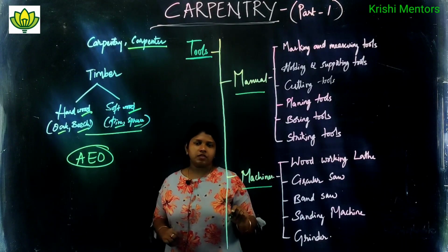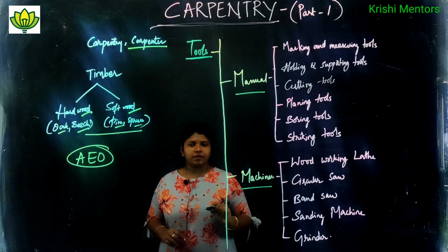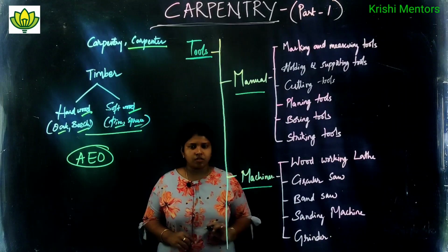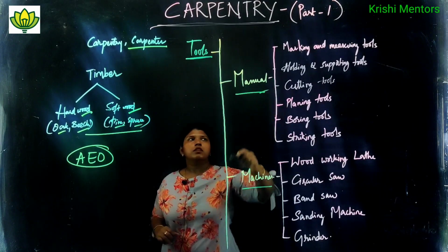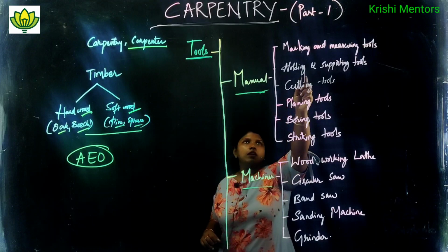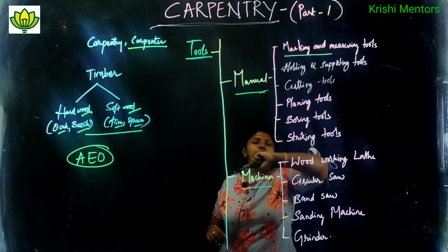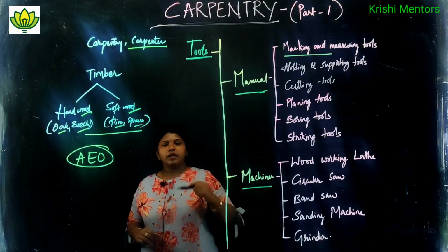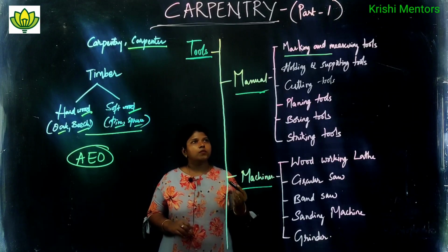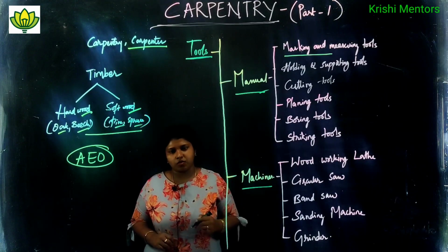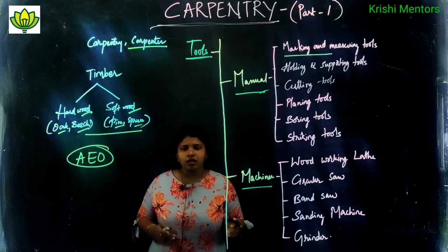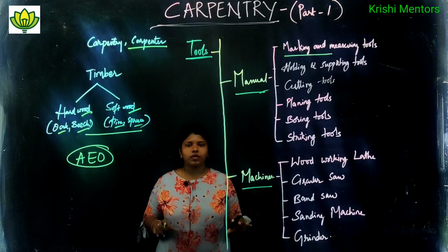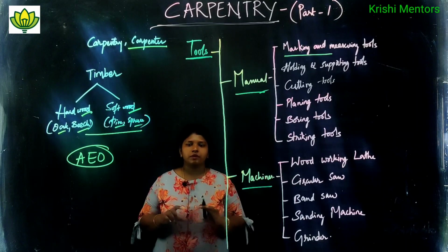When I say machines here, it is not automatic machines. It is normal machines, electrically operated machines. Now manual tools. First one here is marking and measuring tools. What are marking and measuring tools? As the name specifies, these are the tools which are used to mark on a job, for marking a job, for measuring a job.